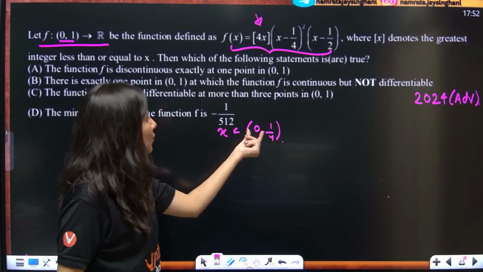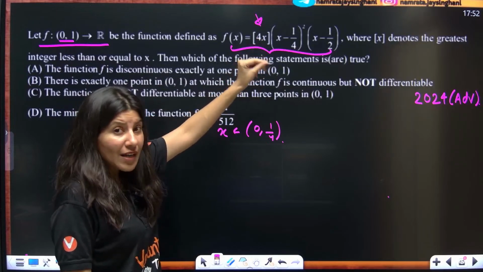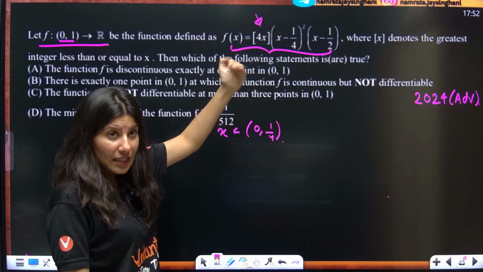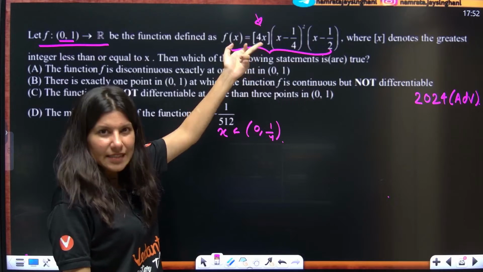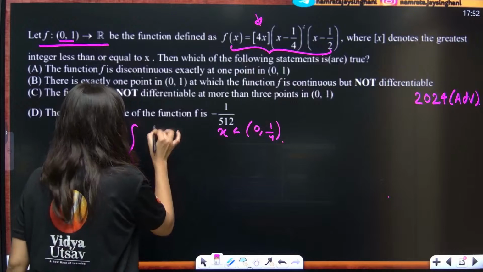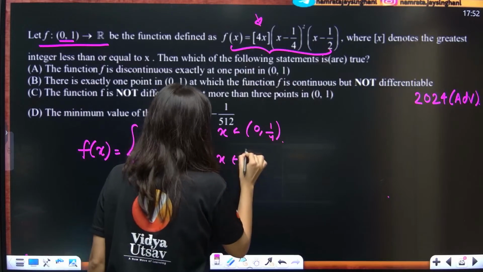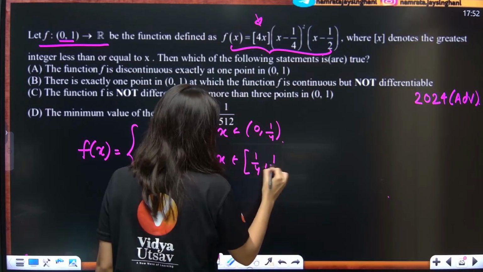For x belonging to 0 to 1 by 4, the moment you put 1 by 4 you will get 1, but any number less than 1 by 4 will make this expression less than 1. The greatest integer of a quantity less than 1 is 0. So this is 0.